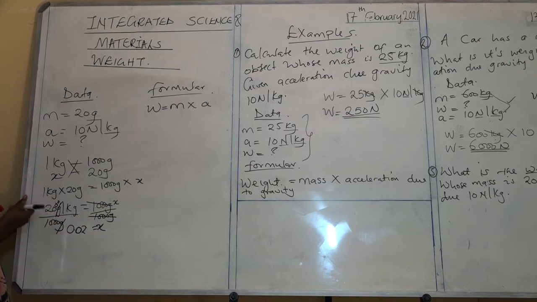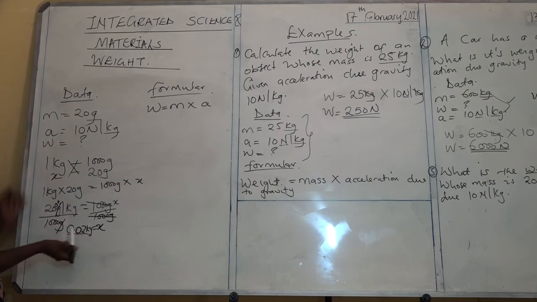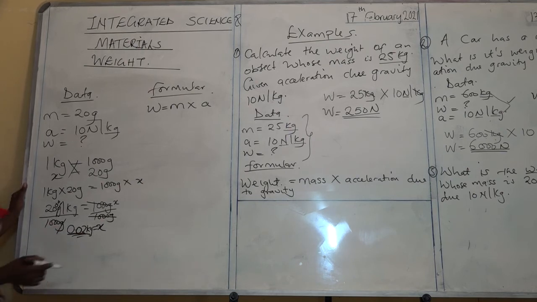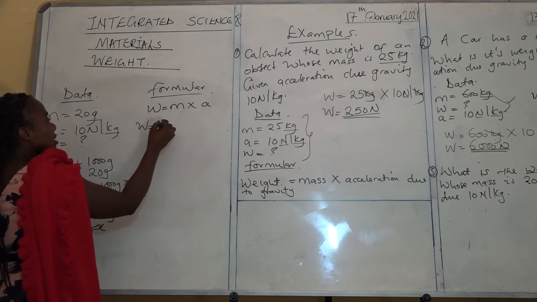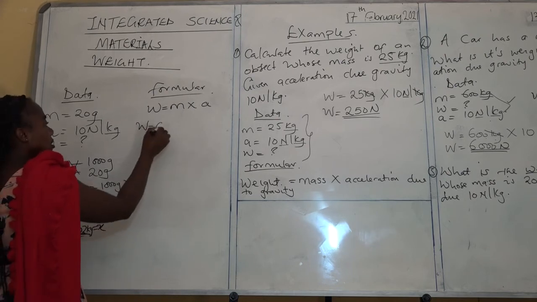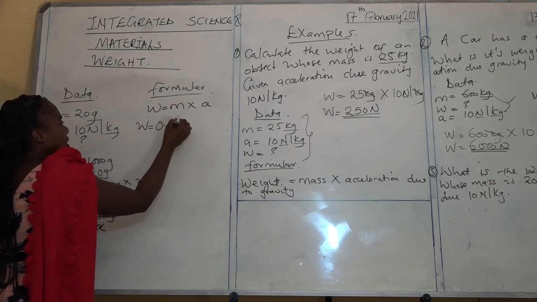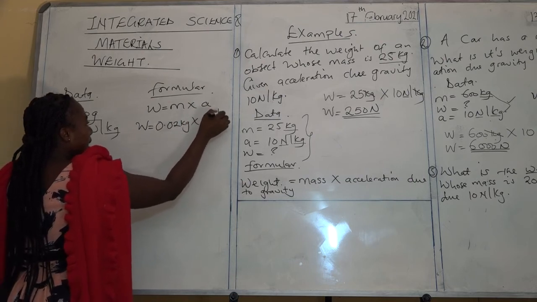We are supposed to know what we're calculating. So I remained with kgs here, so I'll bring my kgs down here. We've converted the 20 grams into kgs, and our answer is 0.02 kgs. So this is the mass we're going to use. Now we'll say weight is equals to mass times acceleration. What is our mass? We're going to use 0.02 kgs times 10 newtons per kg.